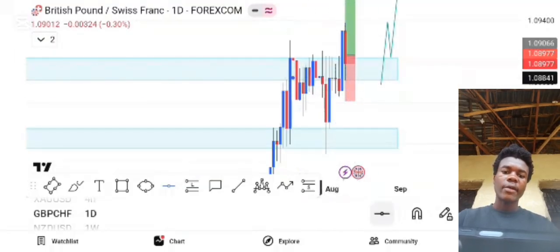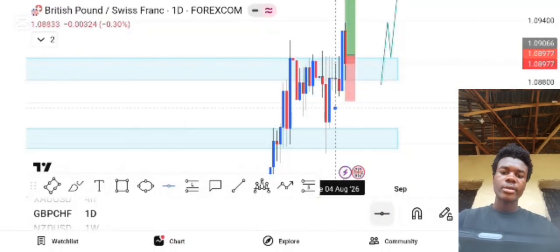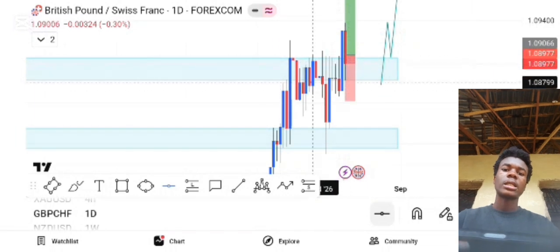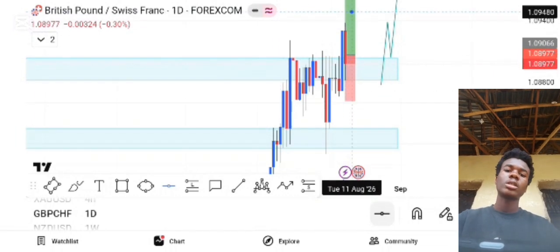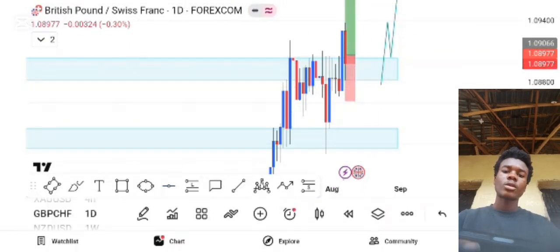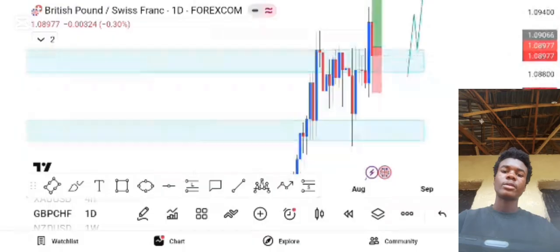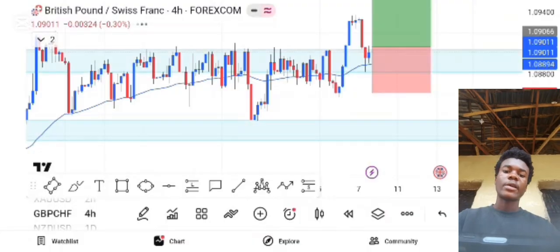As you can see, we have an inverted head and shoulder right here, with a left head and right shoulder. We come back to retest the neckline of the head and shoulder. Then I'm anticipating that this week we are going to go long. So let's go to the 4-hour time frame, because I plan to enter this trade based off of the 4-hour time frame.